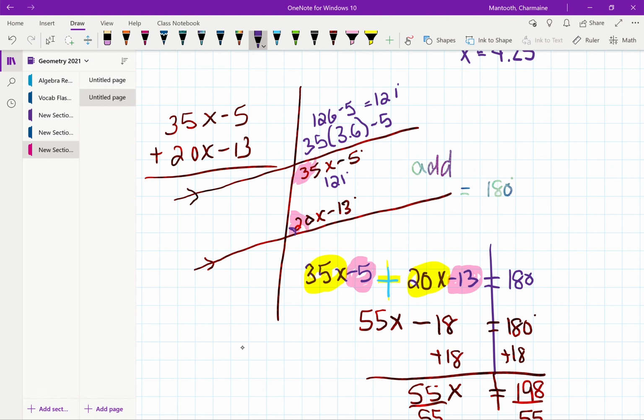Now I'm not just going to say it's 59. I'm going to plug in that value of x. So 20 times 3.6, I'm going to substitute 3.6 in there. So 20 times 3.6 minus 13. And 20 times 3.6 is 72. 72 minus 13 is 59. So all is good, because when I plugged in my x values, I did end up with two angles that are supplementary. And again, that was the basis for the way I wrote the equation.